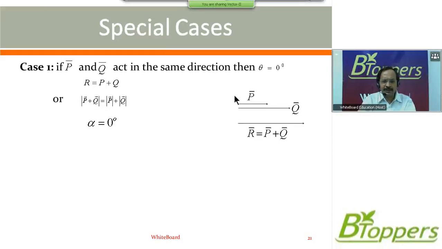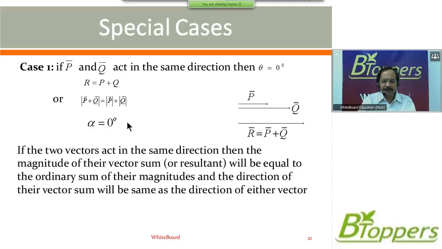That means the angle between resultant and first vector P bar is 0 degrees, which means the resultant has same direction as the vector P bar. So this is a conclusion. The two vectors act in the same direction, and the magnitude of their vector sum or resultant will be equal to the ordinary sum of their magnitudes. And the direction of their vector sum will be same as the direction of either vector.